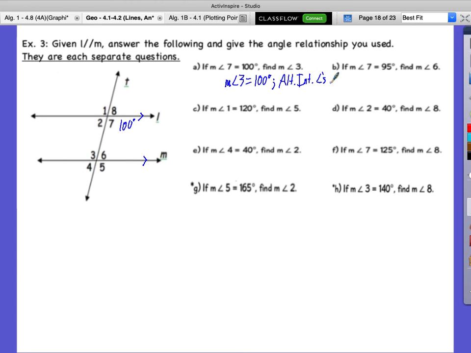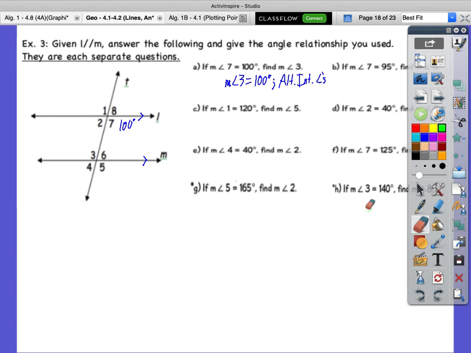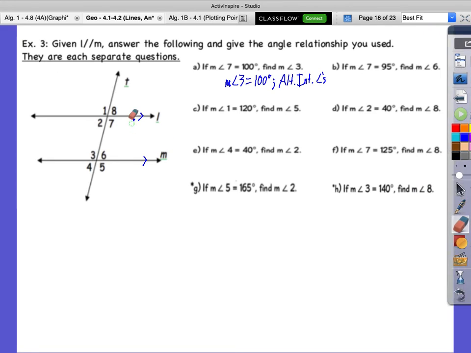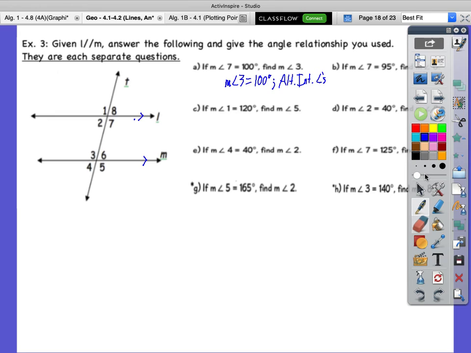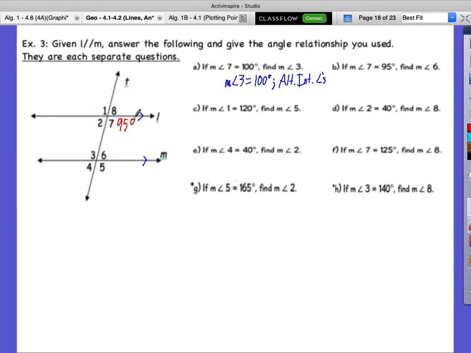Okay. So if we go on to letter B now, we're gonna clear off what we knew from this one. Angle 7 is no longer 100 degrees. Now, what's angle 7? 95 degrees. And what angle are we trying to find based upon that? Angle 6. So what would angle 6 be? That's our question that we're trying to figure out.